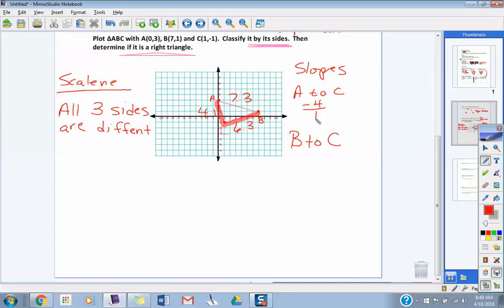Let's check this one right here, from B to C. How far do you rise, guys? 1, 2. How far do you run? 6. What's 2 over 6 going to reduce to? 1/3. 1/3. We're pretty gosh darn sure that A and B, just by visualizing, are not going to be right angles. We could check the slopes and verify this.